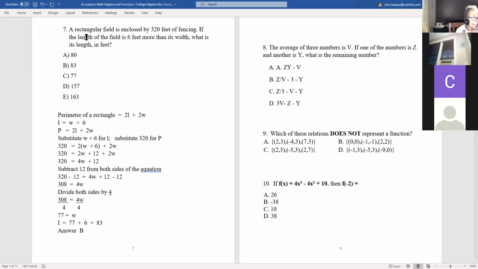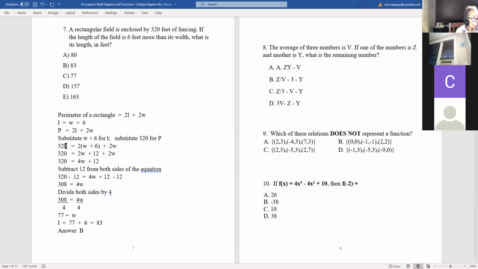Okay, they said that the length is 6 more than its width. More than means what operation, Chastity? Adding. That's right. So that means 6 plus the width is the length. So in the formula, P equals 2L plus 2W, you can substitute for the L, W plus 6. So instead of 2L, I put 2 times W plus 6. That way I only have one unknown, and that's W, the width.